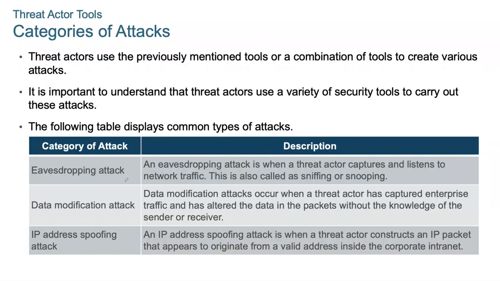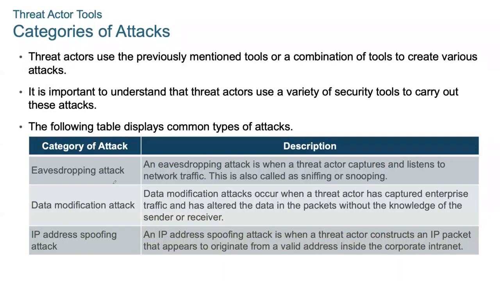Another one is the IP address spoofing attack, which we have discussed in our class also. When the address resolution table build-up is going on, there is a possibility of IP address spoofing. An IP address spoofing attack is when a threat actor constructs an IP packet that appears to originate from a valid address inside the corporate intranet, but actually comes from outside the network.